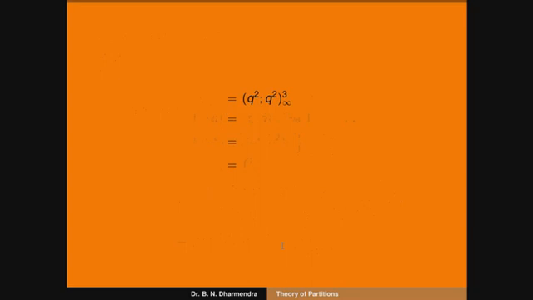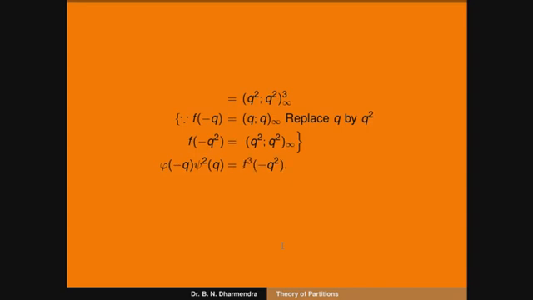So this is nothing but f of minus q square whole cube, because f of minus q is (q;q)∞. When I replace q by q square, f of minus q square is equal to (q^2;q^2)∞. So that is nothing but phi of minus q into psi squared of q is equal to f cube of minus q square.